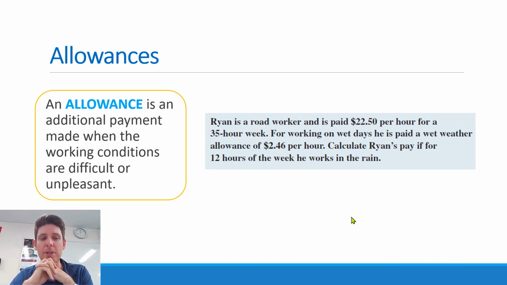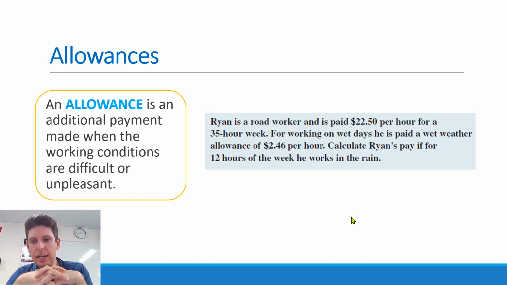Okay, so next is allowance. Allowance is an additional payment when the working conditions are difficult or unpleasant. So an example, if you work building roads, you might get a wet weather allowance. I don't know, if I ended up teaching extra students, so I had 40 students in my class, I might get an allowance. Extra amounts on my wage, or an extra amount on my annual salary.